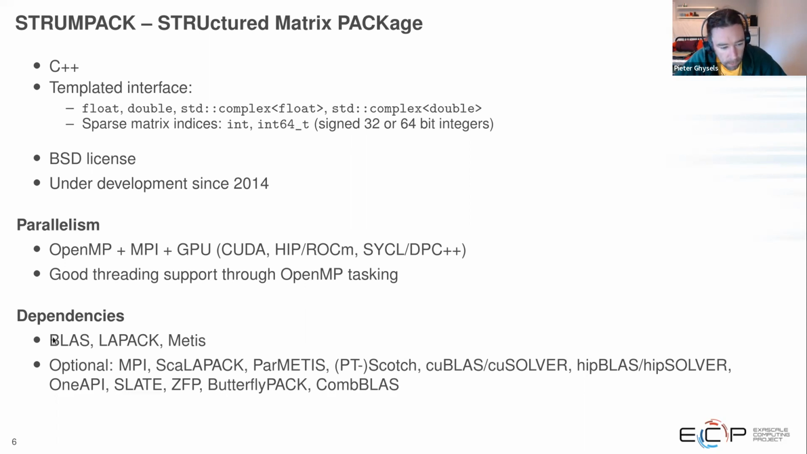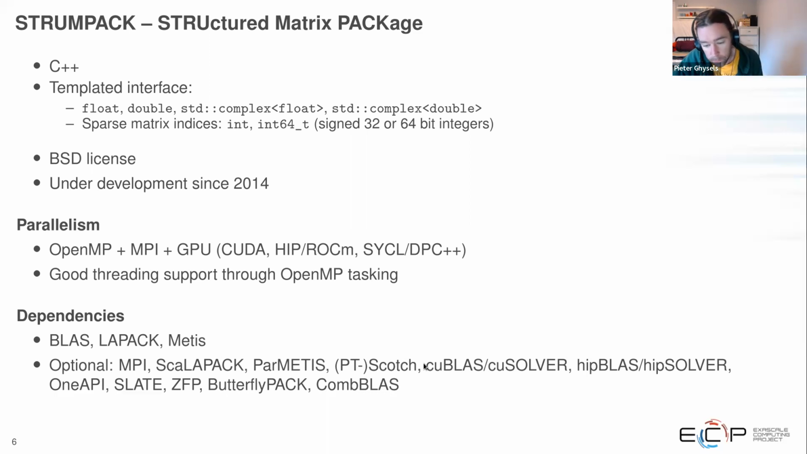And the dependencies are BLAS, crucial for performance, and then LAPACK and METIS. METIS is used to do the reordering of the sparse input matrix. And MPI is optional, but if you enable MPI, then we also need ScaLAPACK. If you have MPI, then you can use ParMETIS, which is the parallel version of METIS, or PT-Scotch, which is the parallel version of Scotch. So Scotch can also be used to reorder the matrix.